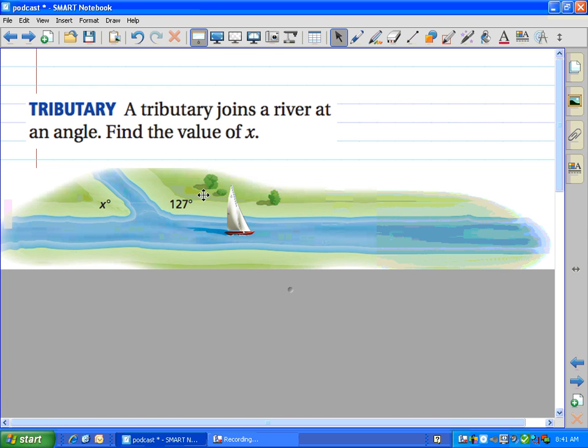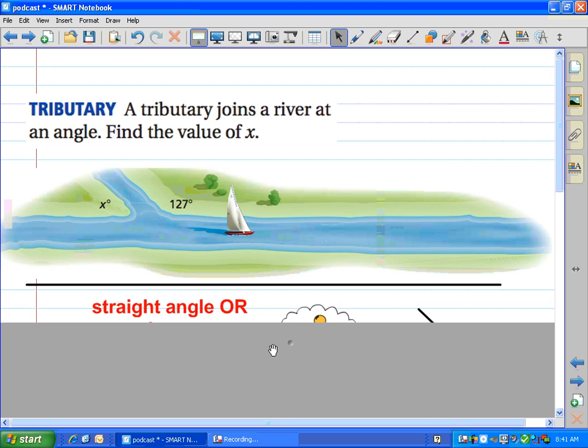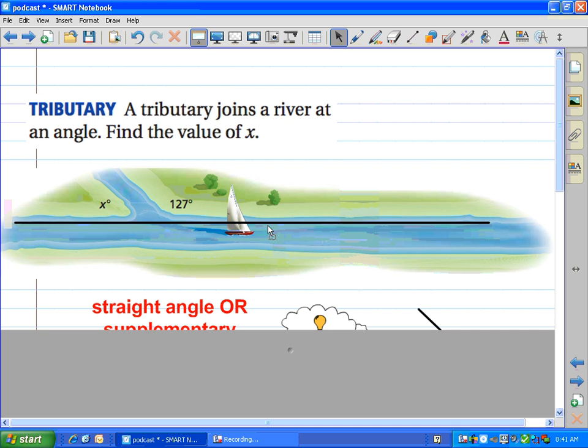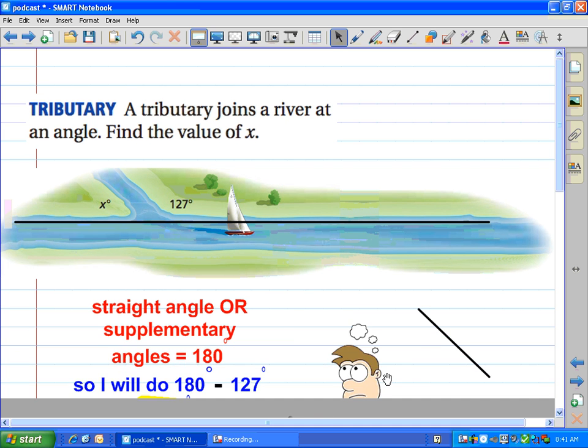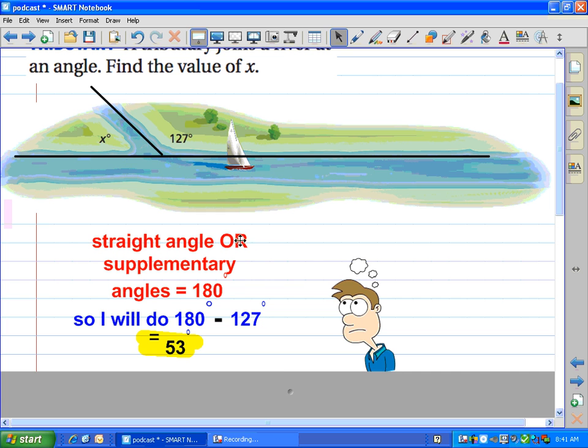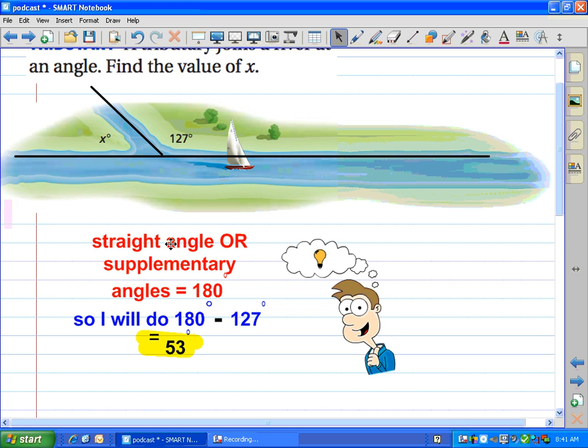Tributary joins a river at an angle, so it forms an angle here. Find the value of x. So I'm going to look at the picture and I'm going to say, do I have vertical angles, intersecting lines, complementary angles, supplementary angles? Well, I'm thinking this is like a straight angle. And if I bring this line segment up here, now I have supplementary angles, or one big straight angle, and by definition, I remember that a straight angle or supplementary angles have to add up to 180.